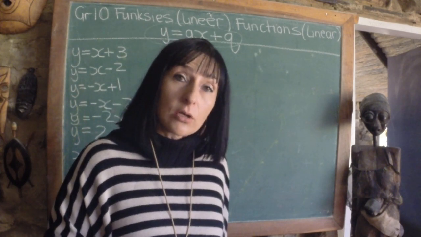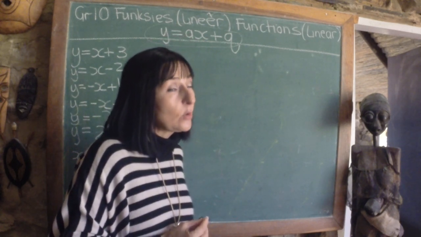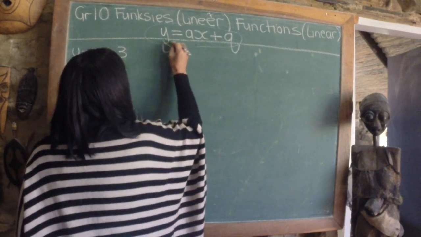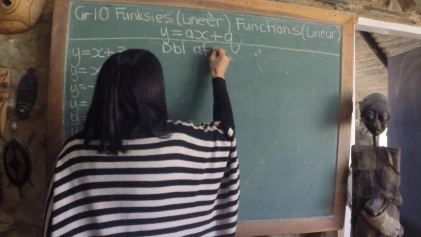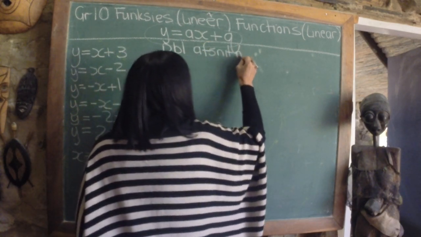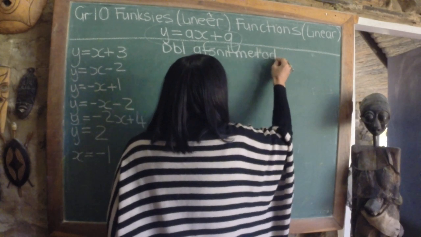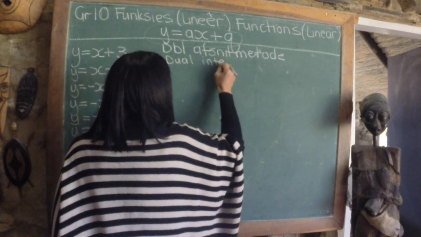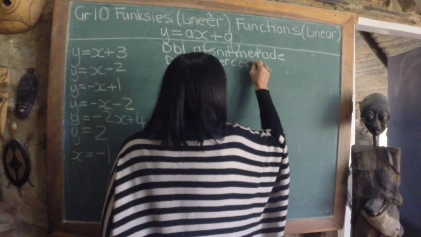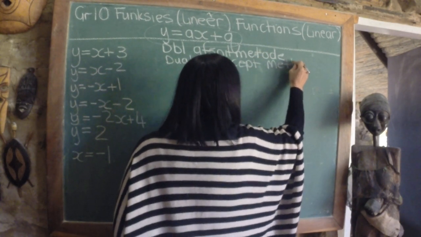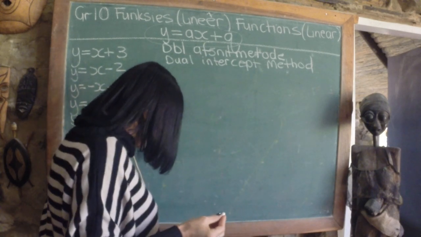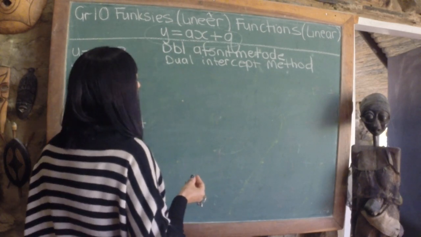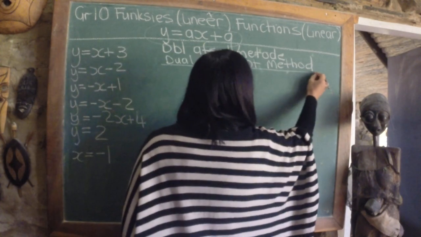Graad 10s, ons het dit in graad 9 gedoen, so ek hoop julle kan so 'n bietjie onthou daarvan, the dual intercept method. Die dubbel afsnit metode. In English, the dual intercept method. Okay. So what we're going to do when we use the dual intercept method, ons gaan 'n rympie neerskryf.